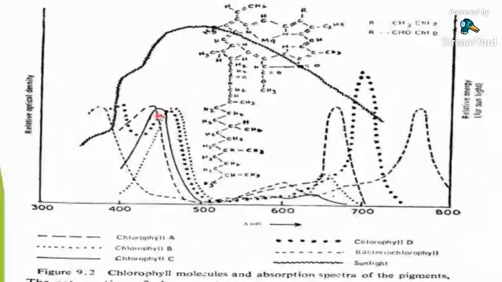Through the absorption peaks we can know where it has the maximum wavelength, and then we can identify the PS1 center. As we are saying, the PS2 center has a wavelength of 680, and PS1 has a wavelength of 700. So from this absorption peak we can say that.